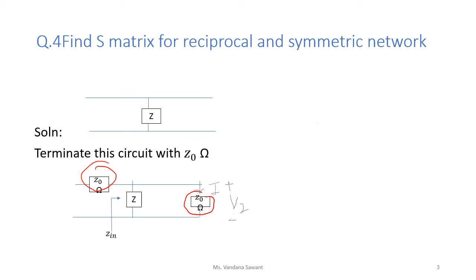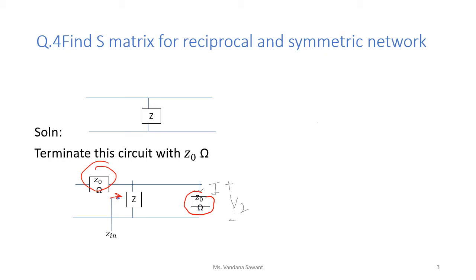Now, if you want to find out S parameters, first S parameter is S11 for this network, then we need to know Zin because S11 is equal to Zin minus Z0 divided by Zin plus Z0. So we need to first find out Zin. So what is Zin? Zin is the input impedance when we are looking into the network from this arrow. So this will be Zin.